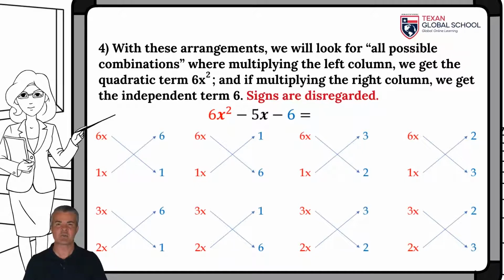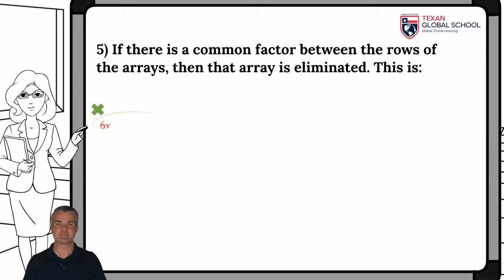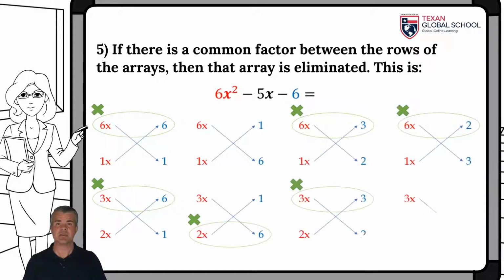We can see all the possible arrangements. In all cases, if we multiply the column on the left, it gives us 6x squared. And if we multiply the column on the right, it gives us the value of the independent term, 6. Now, if there is a common factor between the rows of the arrangements, then we remove that arrangement. This step helps a lot to eliminate most of the arrangements. We can see that all the arrangements where we identify a common factor are eliminated.